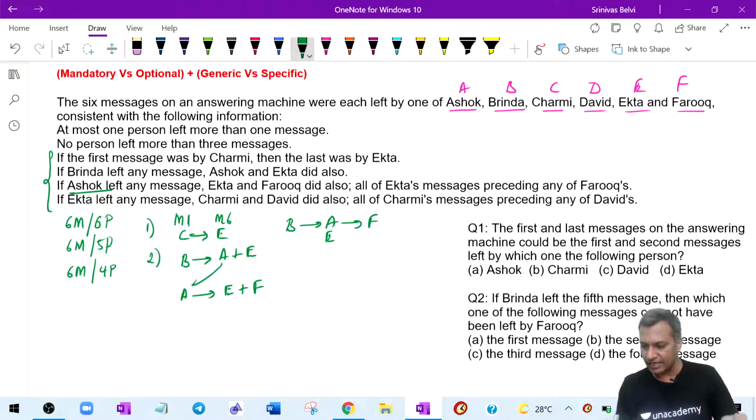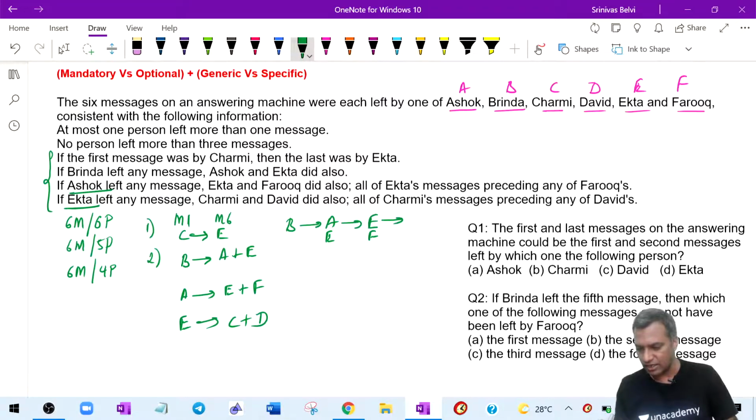Now, A is triggering E and F. It's one thing leading to another thing, basically. Okay. Not only that, now A triggers E. Of course, you may say that no, B also triggers E. Doesn't matter which way you think. So let's say that A triggers E. Therefore, next statement, look at that. If Ekta left a message, Charmi and David also left a message. It is a trigger.